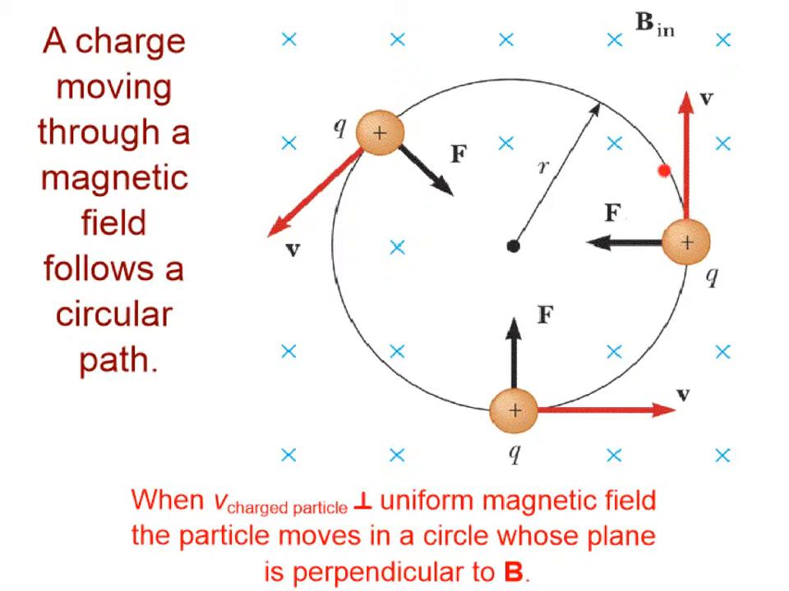As this particle moves, that is going to cause it to change its direction, and as it moves along this path, you can see that the force is always pointing toward a central location on this circular path. So one other way to look at it is that the magnetic force is a force that maintains circular motion and changes only the direction of v, but not its magnitude. And that is, again, when the charged particle is perpendicular to the uniform magnetic field.